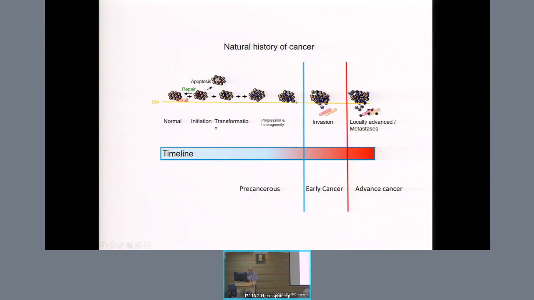We call it cancer when it invades the basement membrane. Until that, it is pre-cancer condition. So once the basement membrane is invaded, it is cancer, and the cells can grow outside the primary site. We call it locally aggressive, locally advanced, or if through lymphatics and blood vessels it metastasizes to distant organs, then we call it metastatic.